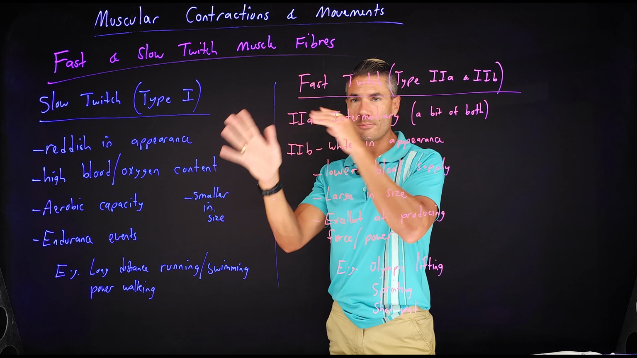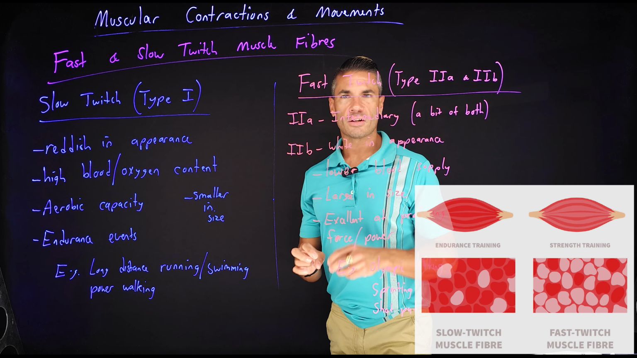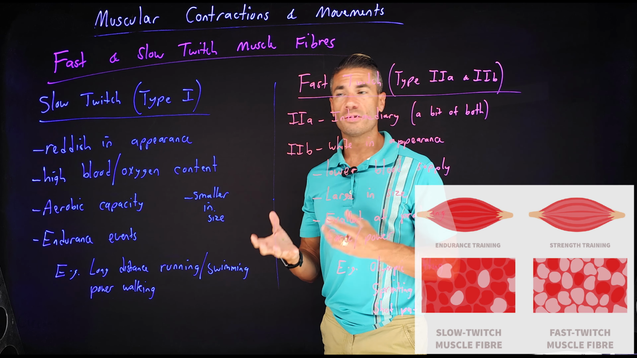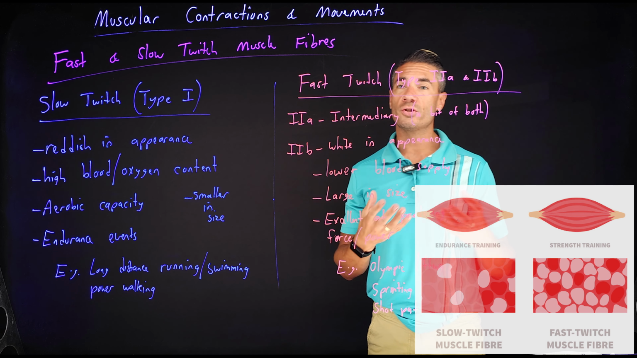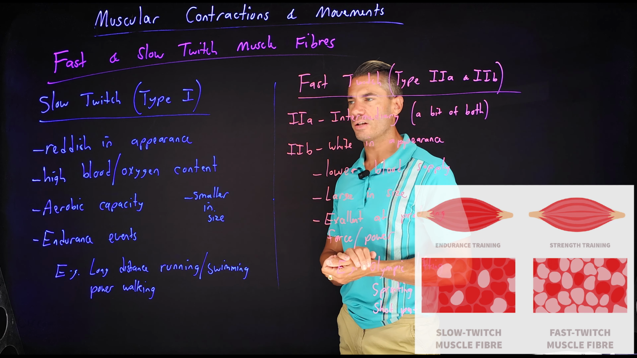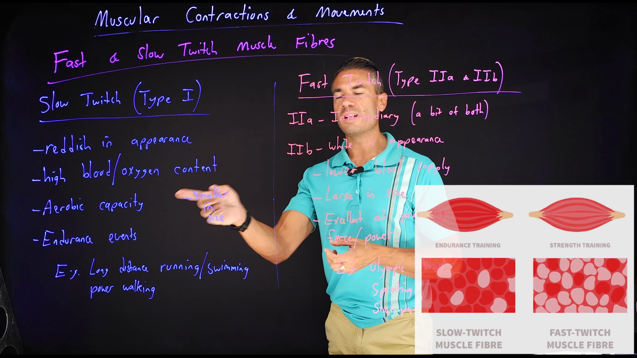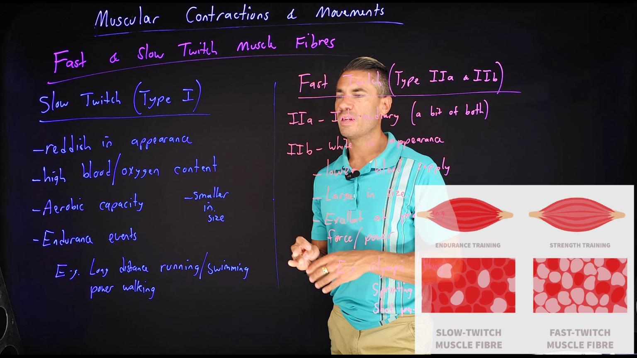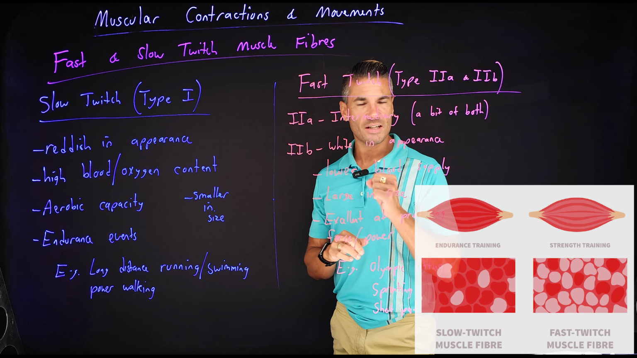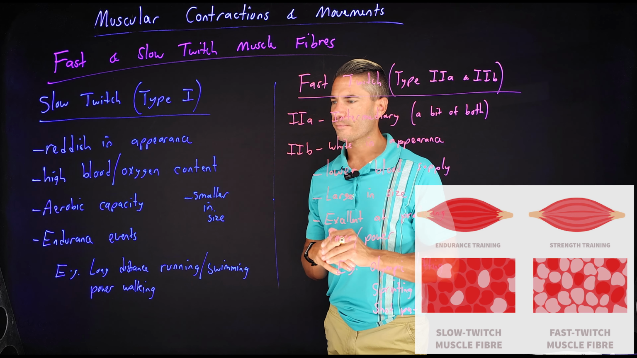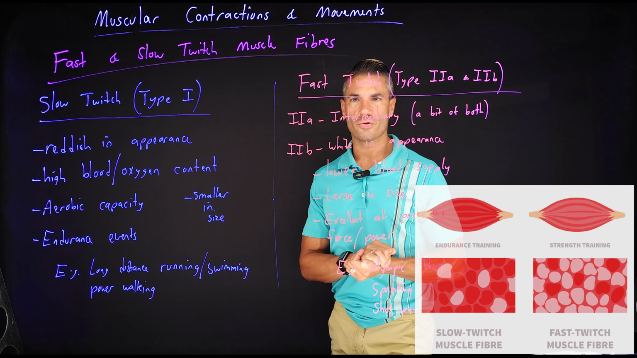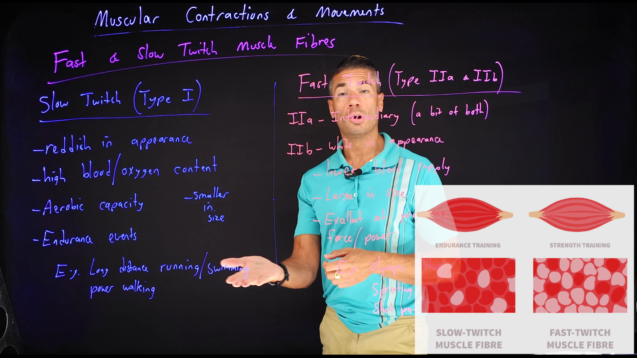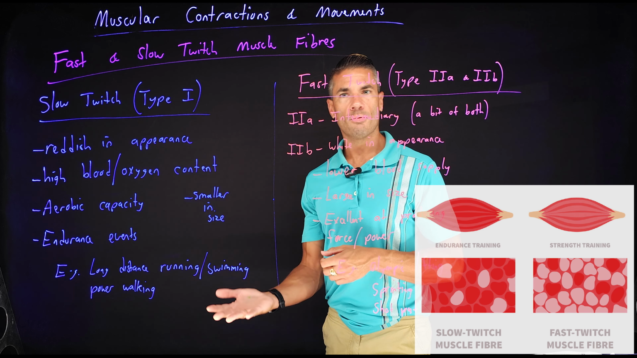So slow twitch, type 1 fibers, if you look at them under a microscope, they are reddish in appearance because they have a higher blood content and therefore higher oxygen concentration in the muscle fibers themselves, all right? They have great aerobic capacity, so they can go and go and go, all right? They are generally smaller in size, and they are very well suited to endurance events. For example, long distance running, long distance swimming, power walking, etc.